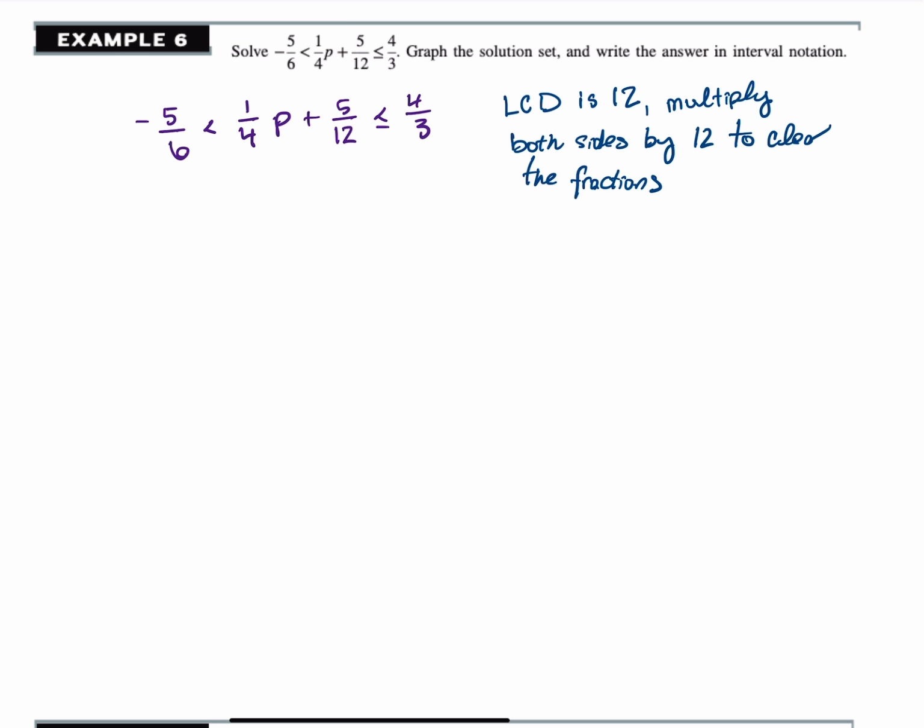So let's do that. I'll go ahead and write it out just to show what we're doing. I'm going to multiply the whole inner part on the right side. Let me just stick everything back in here. This is less than 1/4 p plus 5 over 12 is less than or equal to 12 times 4 over 3.